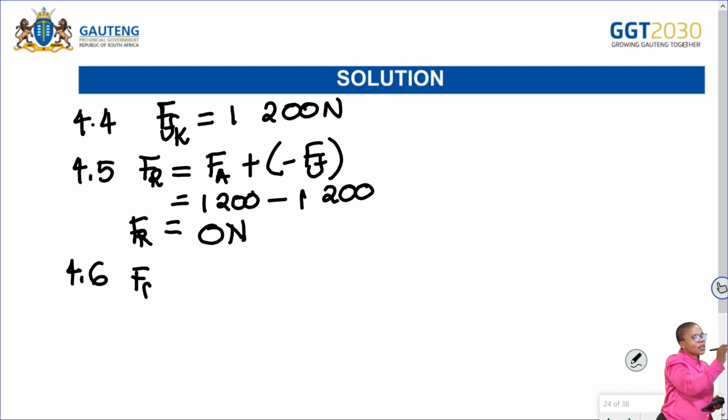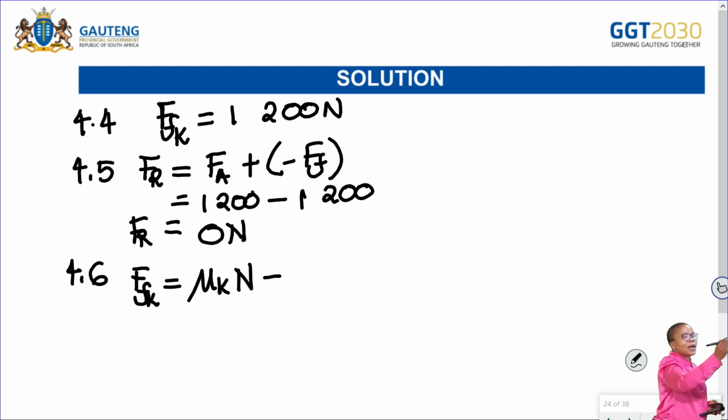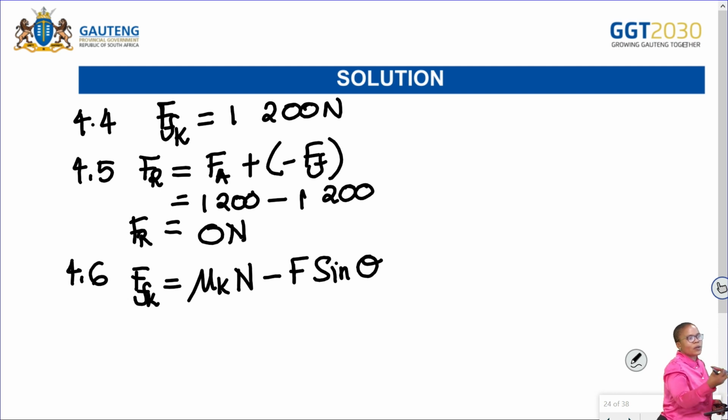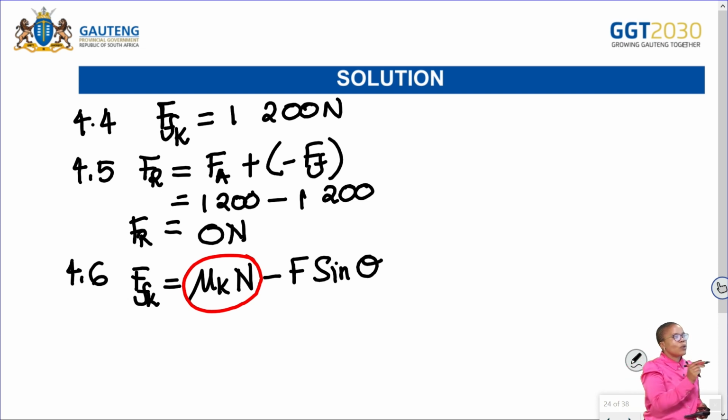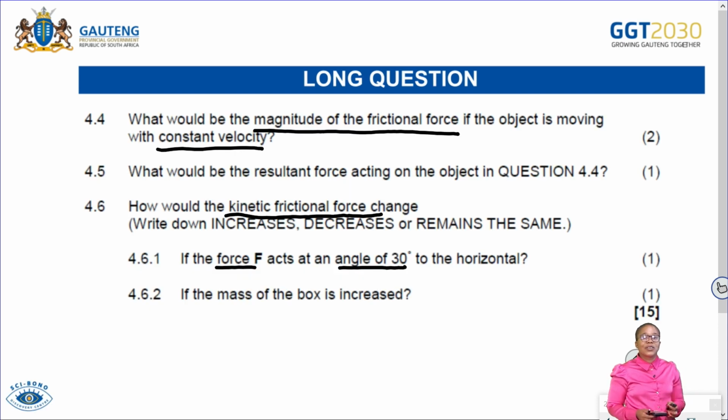Our kinetic frictional force will therefore be mu k N minus F sine theta. That means we will not just be able to calculate it as mu k times the normal force. We'll have to subtract the vertical component, decreasing the frictional force. Therefore, we conclude by saying it will decrease.